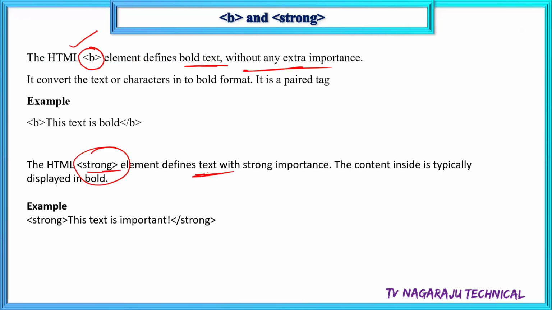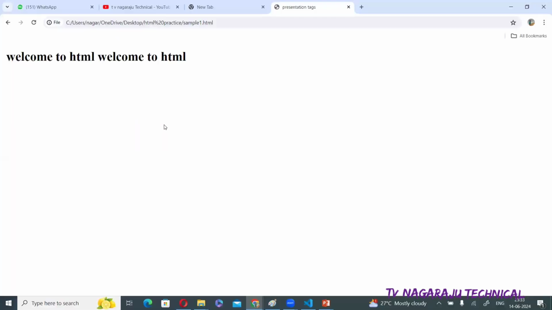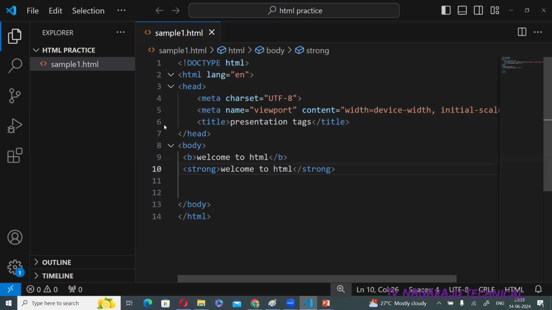Now move to the next one. Small and big. By seeing the names only you will get an idea. Small displays the information in small font. Big displays the information in big font. Big font and small font. So this is big. This is small. Used to display small font size text. Okay, I will show you.